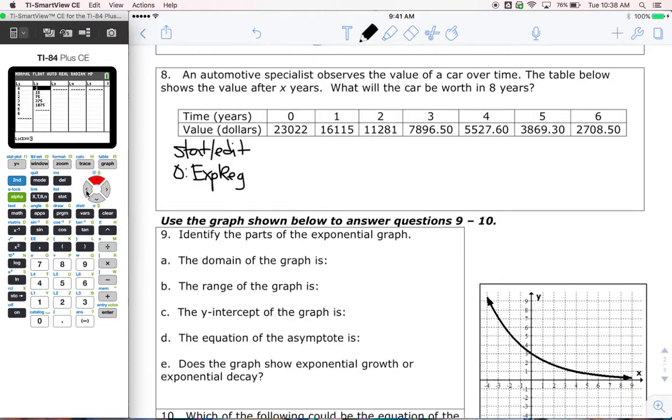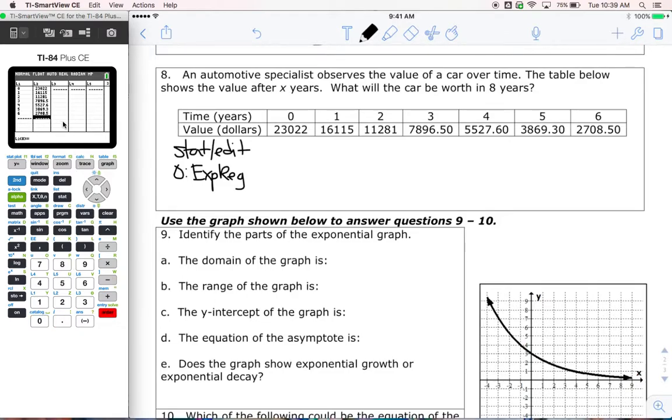And then we're going to go ahead and type in the next numbers. So 23,022, 16115, 11281, 7896.50, 5527.60, and then we've got 3869.30. And finally, we've got 2708.50.